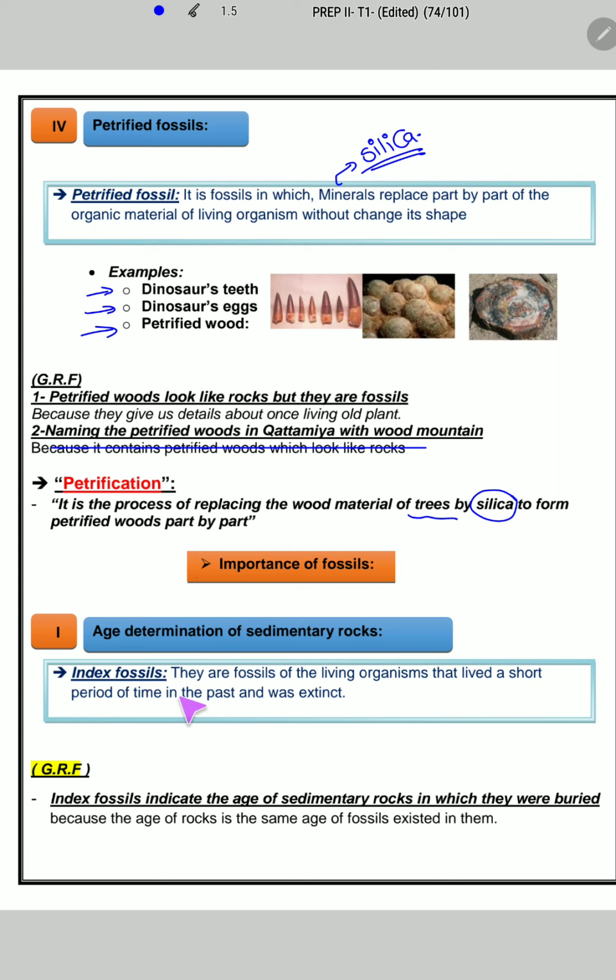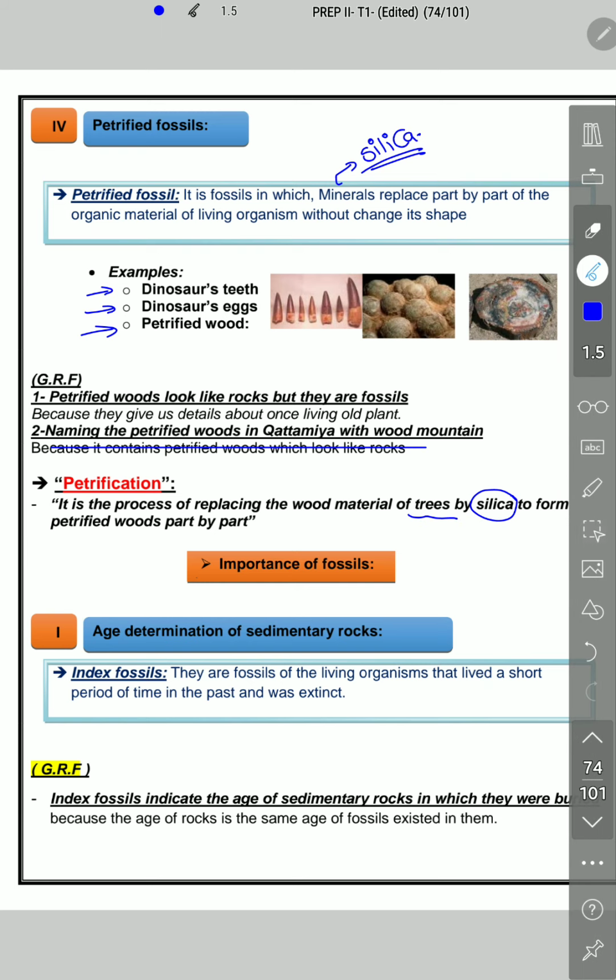The index fossils are fossils of living organisms that lived in a short period of time in the past and became extinct. This kind of fossils is called index fossils. And the index fossil gives us the clue or the evidence of the age of sedimentary rocks. Why? Because the age of these rocks is the same age as the index fossils existing in them. So, if we can determine the age of these index fossils, we can determine the age of sedimentary rocks.